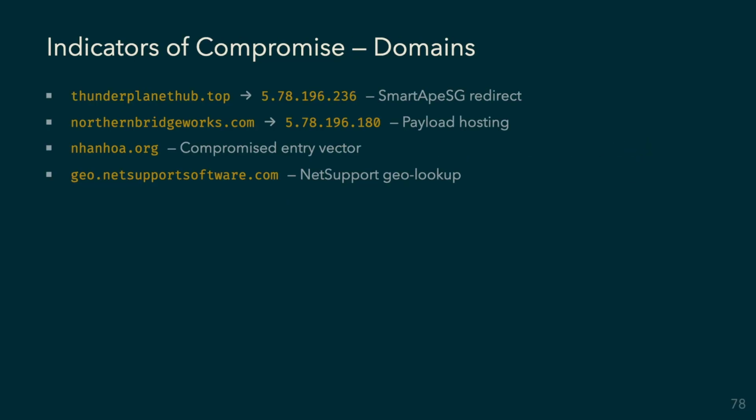All right, so if we look at just the domains, here's the list of domains. And I tried to give you a cheat sheet of what IP address they associate with, and then what part of this whole attack chain they associated with. So you'll see SmartApeSG redirect and payload hosting and compromised entry vector. So I tried to give you where it showed up in our analysis inside this table.